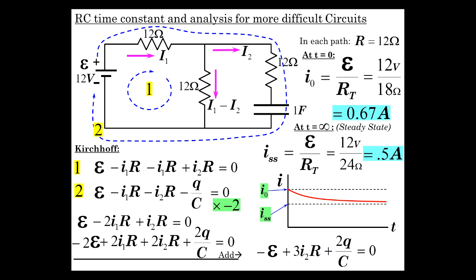So this is going to enable us to get a differential equation, because I2 is what we're interested in, and it's related to this Q. The Q is the charge on the capacitor, and it's a direct consequence or relation with the current in that branch. So let's analyze that equation.